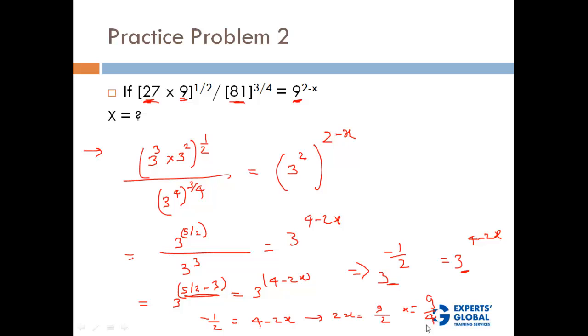So here, by getting all these terms to a common base and then equating the powers on both sides of the equation, we get x is equal to 9 by 4.